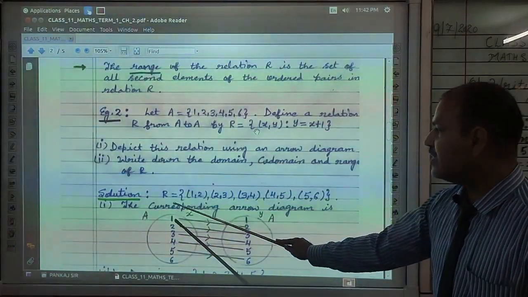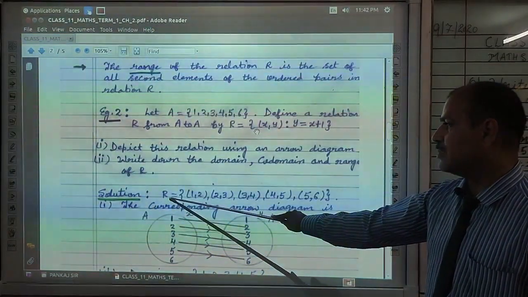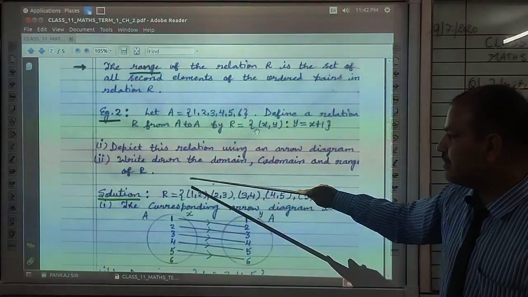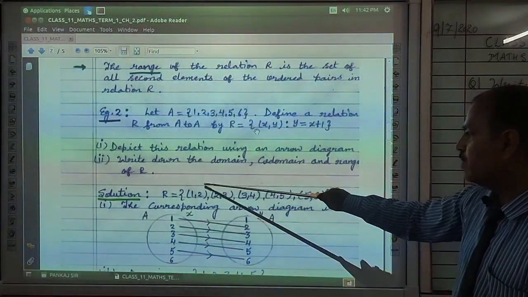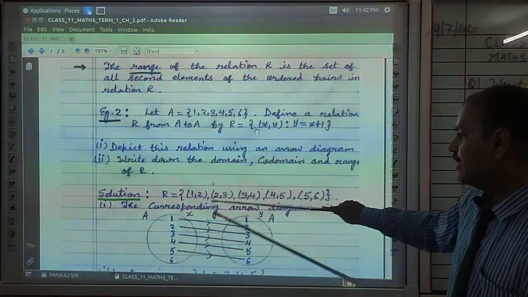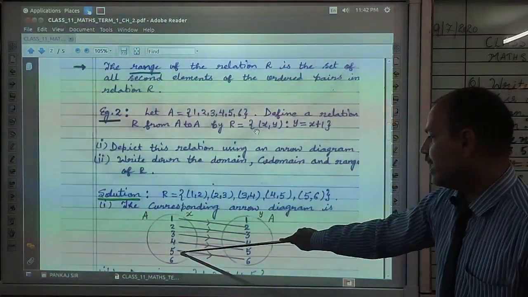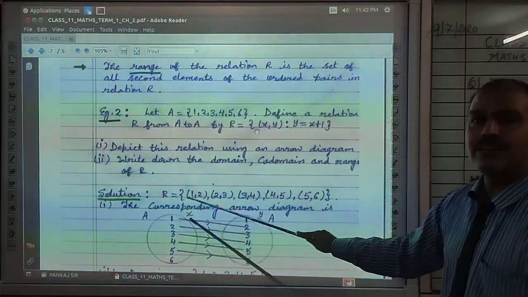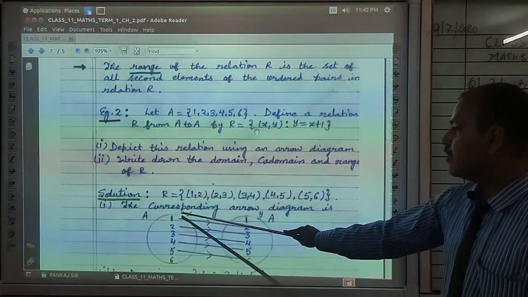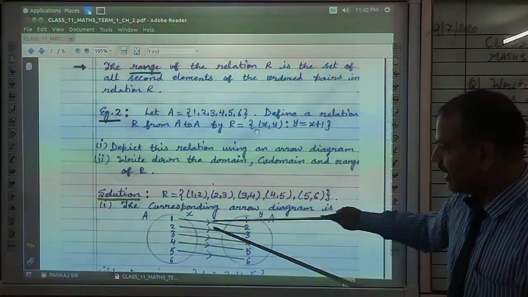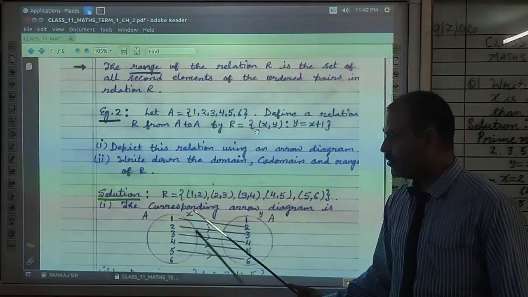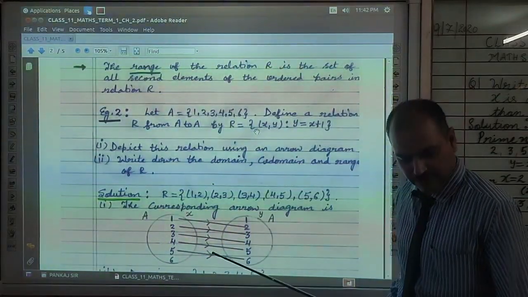So the relation R is equal to the solution: R is equal to {(1,2), (2,3), (3,4), (4,5), (5,6)}. This is the relation R. The corresponding arrow diagram. This diagram is known as an arrow diagram.